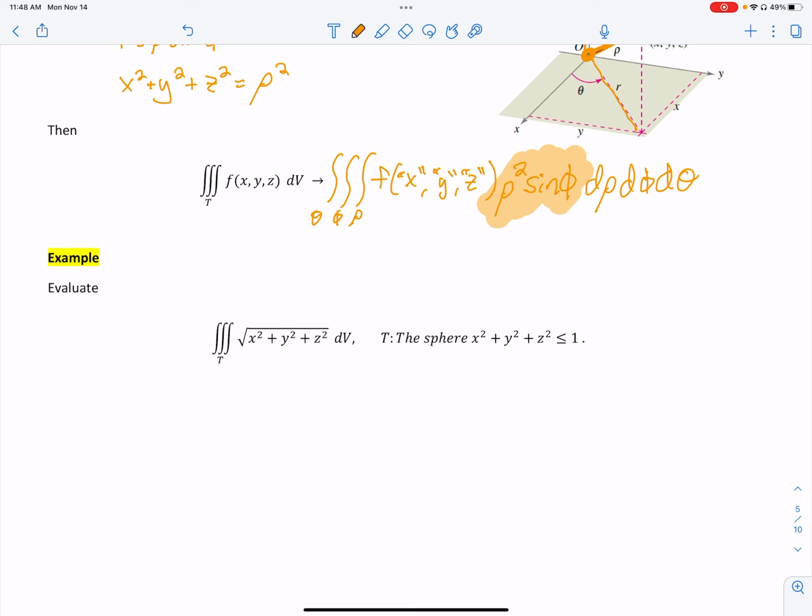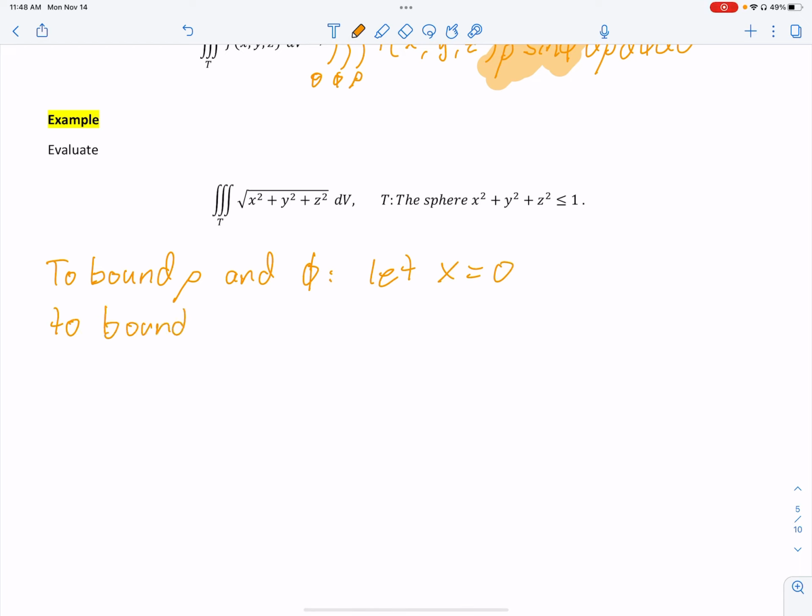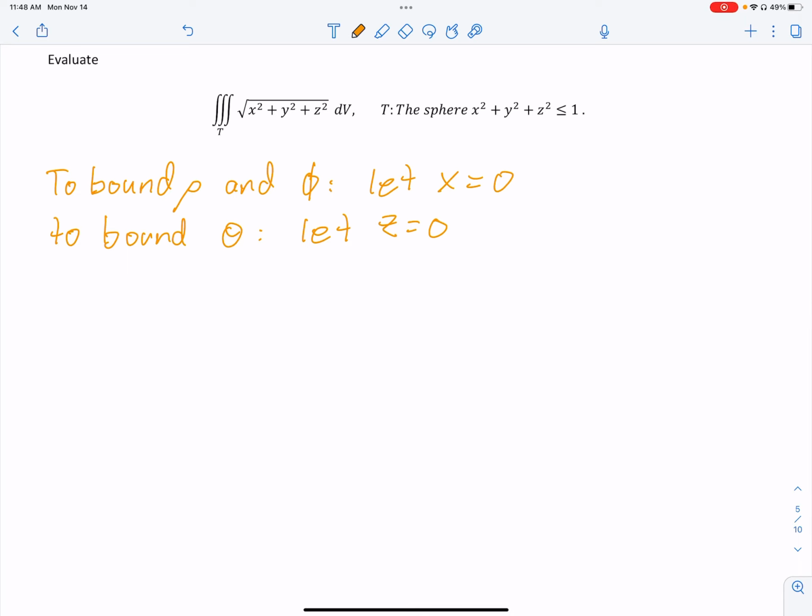So let's get a couple of examples under our belt. There are a couple of things to do here. I'm going to write some notes. To bound rho and phi, let x equal 0. To bound theta, just like last time, we let z equal 0. So let's do that first. All right, letting x equal 0.